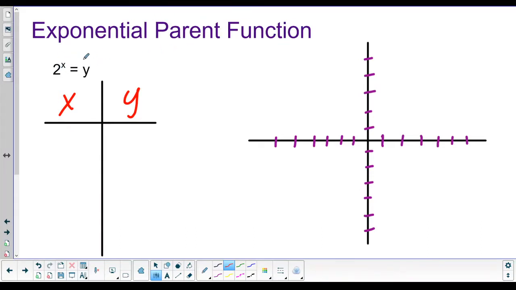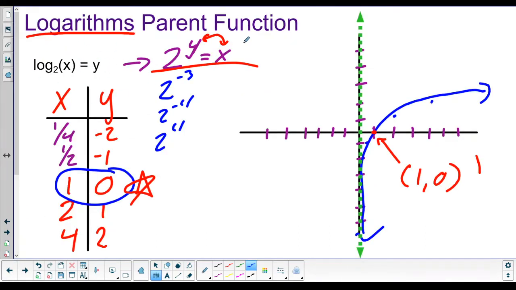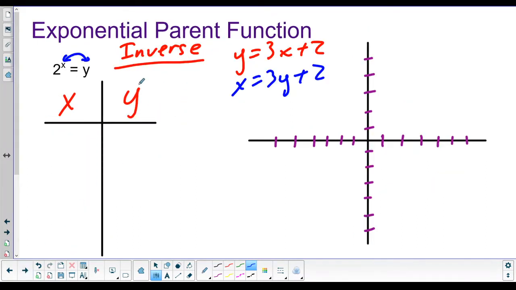There is a word for when you just switch the position of x's and y's. It's called an inverse. And we did that at the beginning of the semester. We talked about function inverses, where I gave you y equals 3x plus 2 and said, find the inverse, and then you did x equals 3y plus 2, and then you solve for y. That's not a coincidence here, because the only difference between this exponential and this logarithm is switching the x's and the y's. That's because exponentials and logs are inverses of each other.